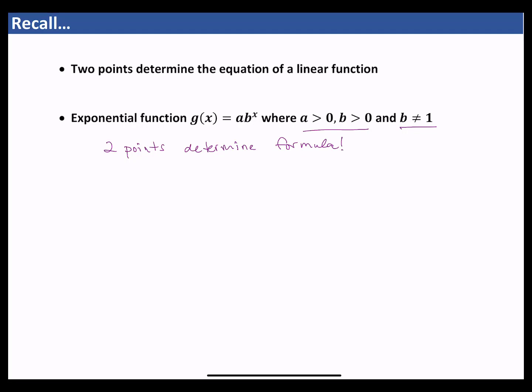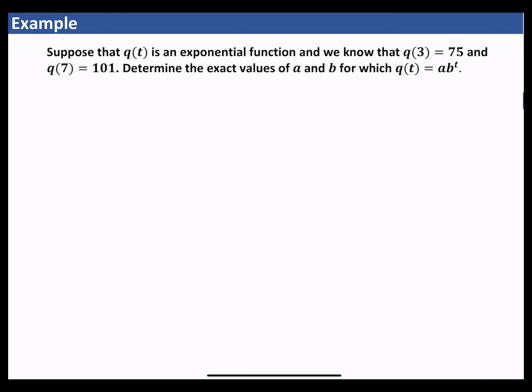Suppose that q of t is an exponential function, and we know that q of 3 equals 75 and q of 7 equals 101. Determine the exact values of a and b for which q of t equals ab raised to the t power. Since we know that q of t equals ab raised to the t power, the 2 data points given to us can be used to write 2 equations in the unknowns a and b. So first, using t equals 3, ab to the 3rd power equals 75. And using t equals 7, we have ab raised to the 7th power equals 101.